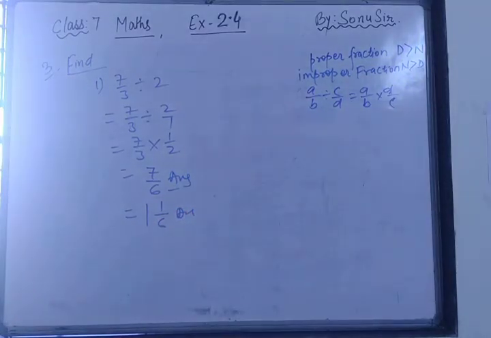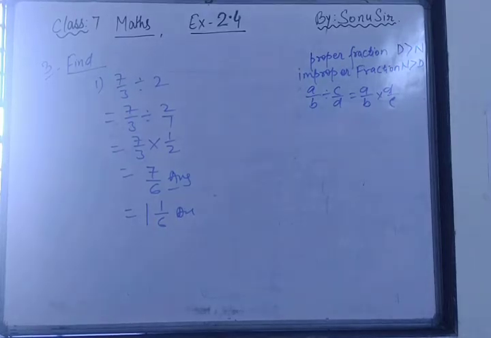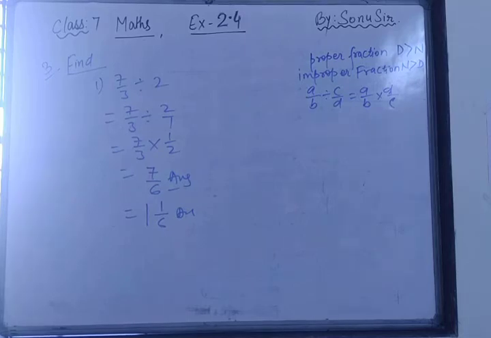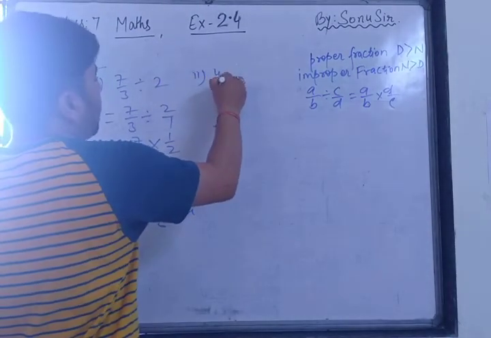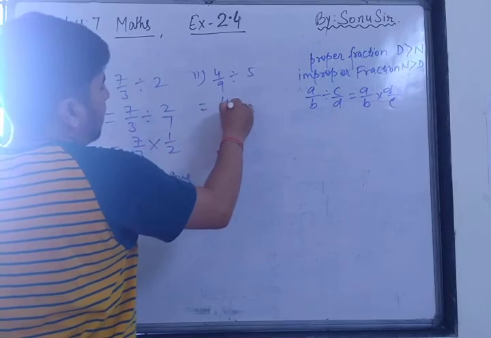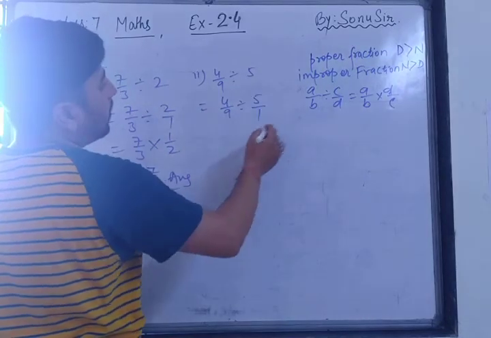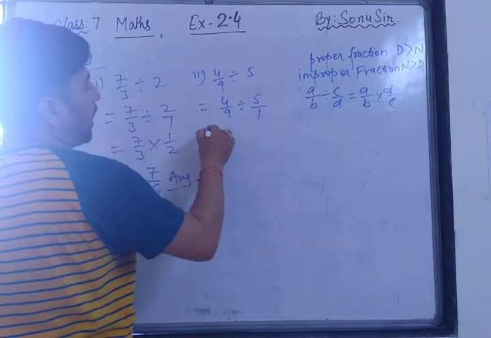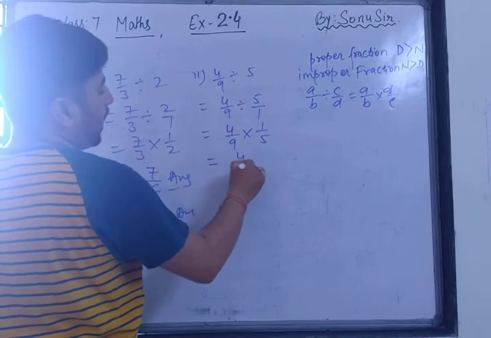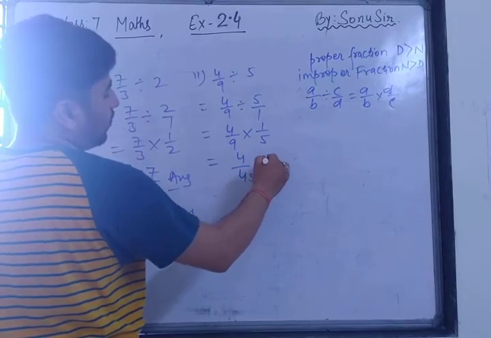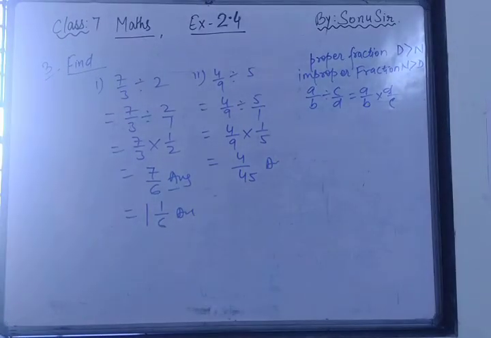Got it? Understand? What I have done, I have just taken the concept of A by B divided by C by D, as we have already done in question number 1. I hope all of you are understanding. I will solve one more question. Rest all the questions you have to solve. 4 by 9 divided by 5. So can we write 4 by 9 divided by 5 by 1 instead of 5? A by B divided by C by D is equal to A by B into D by C. So 4 1 is 4, 9 5 is 45. 4 by 45. Got it?